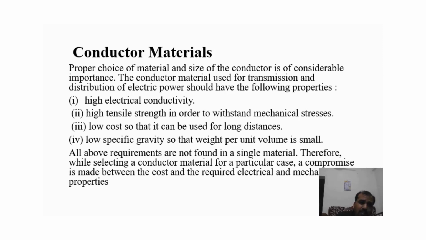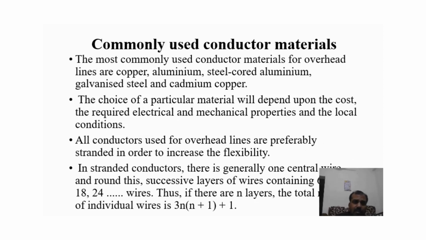So while choosing the conductor, we should choose a conductor which is light in weight and which has high conductivity and high tensile strength. We will see one by one the different conductor materials which are used in transmission lines. The first, the generalized commonly used material, is copper. Second is aluminum.